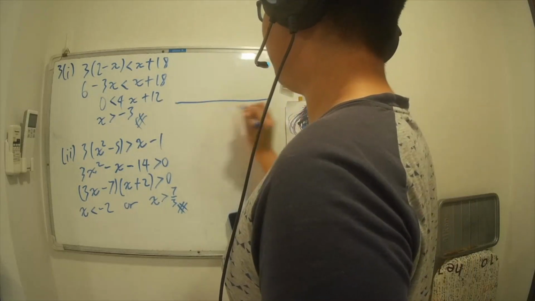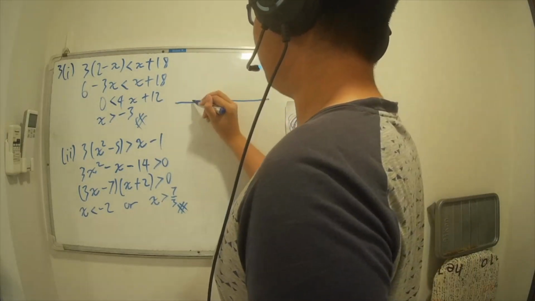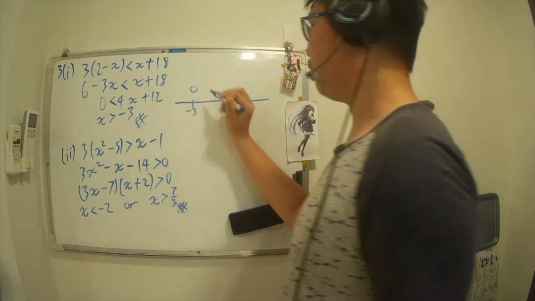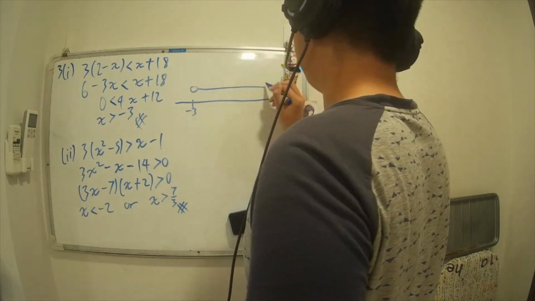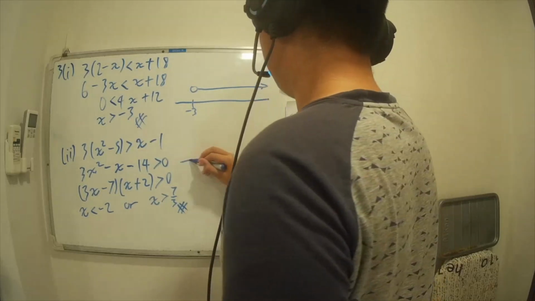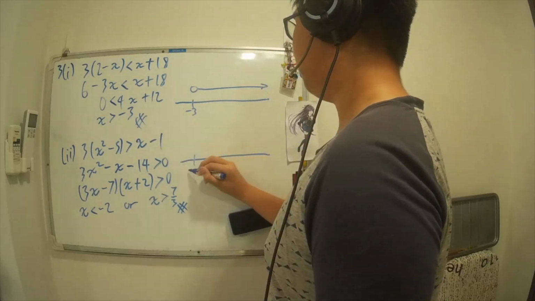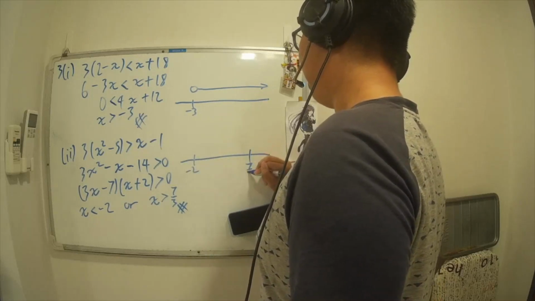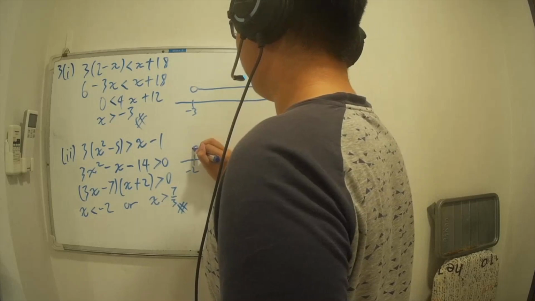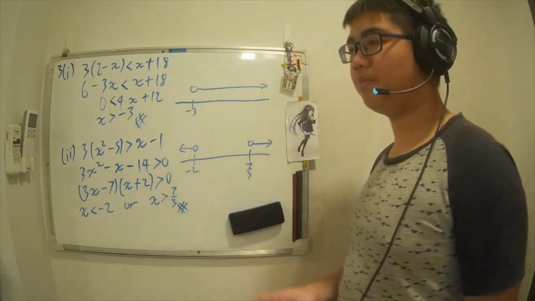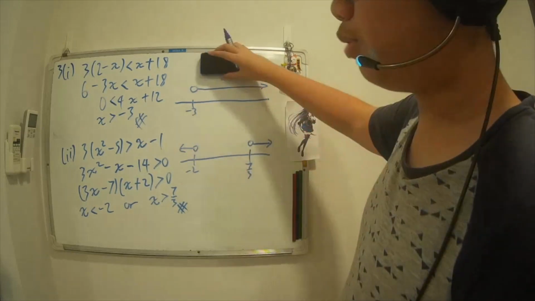I will have the line here, okay? Let's say that this is negative 3. Then I'll have an unshaded dot, right? And then this will just go this way. And then for the bottom part, I'll have another line. This will be negative 2. This will be 7 over 3. So then I'll have one line going that way, and then I'll have another line going this way. Alright? Then there's one last bit about that.